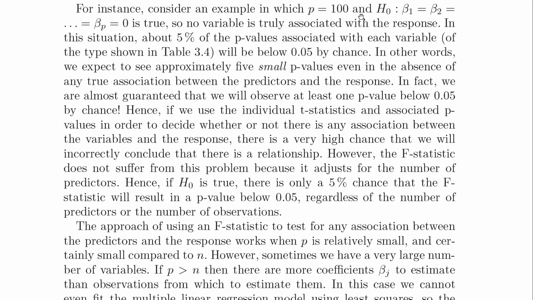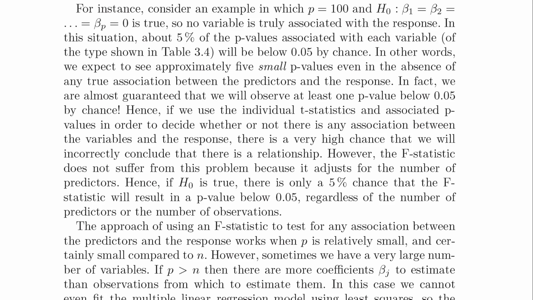So out of 100 t statistics, one for each variable, we expect to see approximately 5 small, lower than 0.05 p-values, even in the absence of any true association between the predictors and the response. In fact, we are almost guaranteed that we will observe at least one p-value below 0.05 by chance.